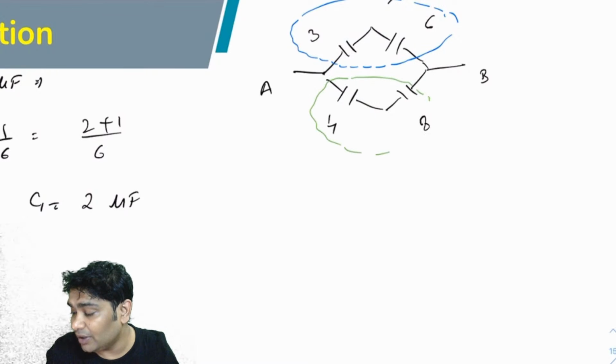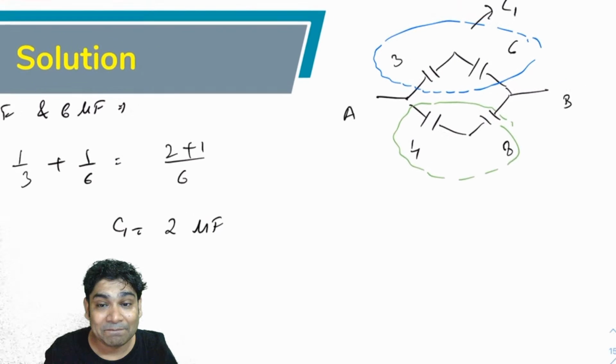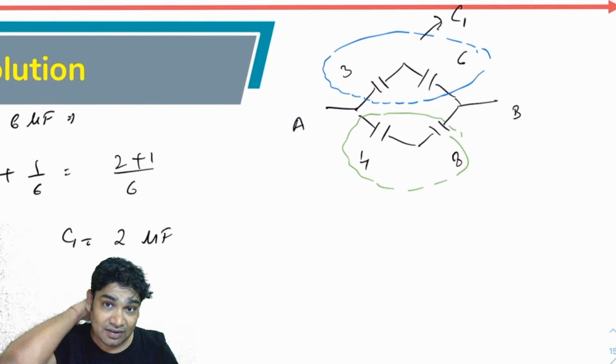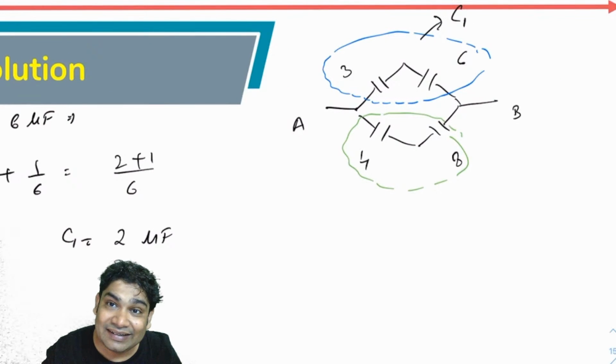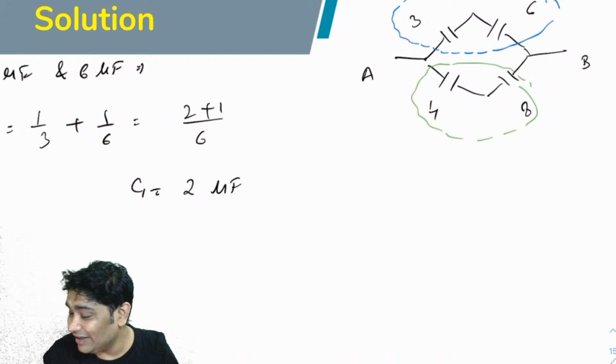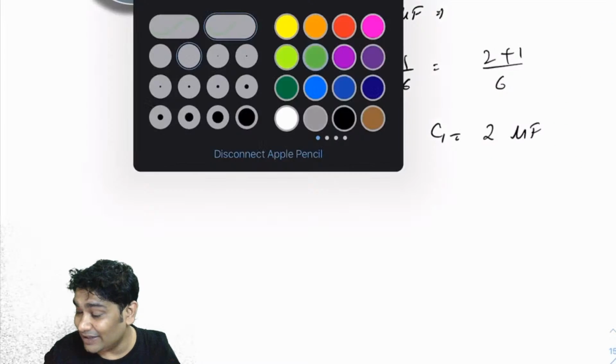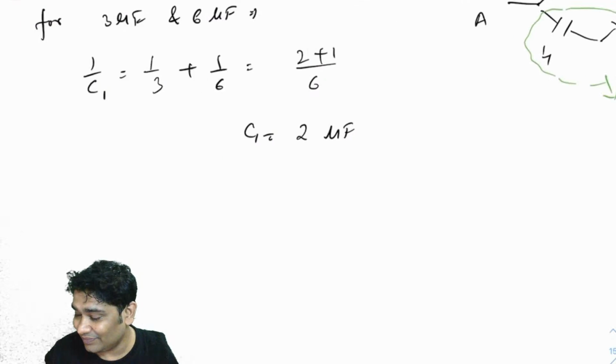How about this combination? Again 4 and 8 are in series. So 14 by 3. 14 by 3 for which one? For which one, Mahendra? You have told the total or what? So let's imagine that this is C2. So let's try and find the value of C2.